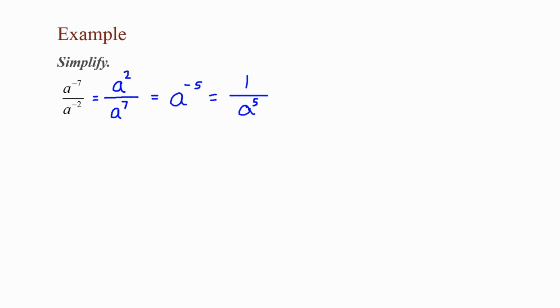Another way to look at this, I have a squared over a to the 7th. 7 is bigger than 2, so my answer of 5 will be in the denominator because a to the 7th is in the denominator. And that will allow you to skip your middle step here.